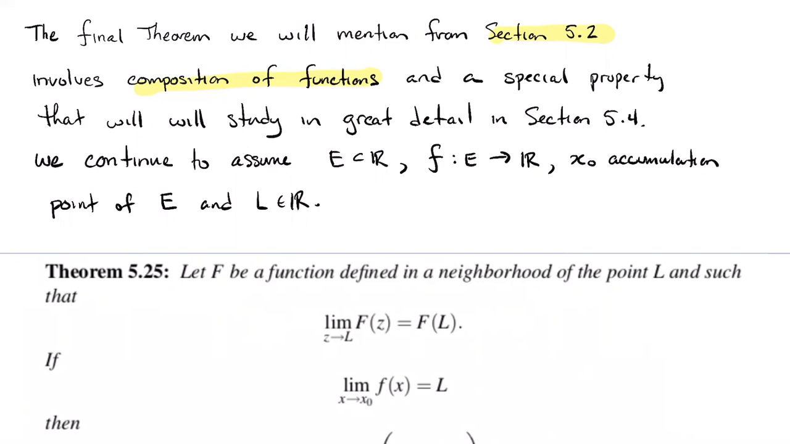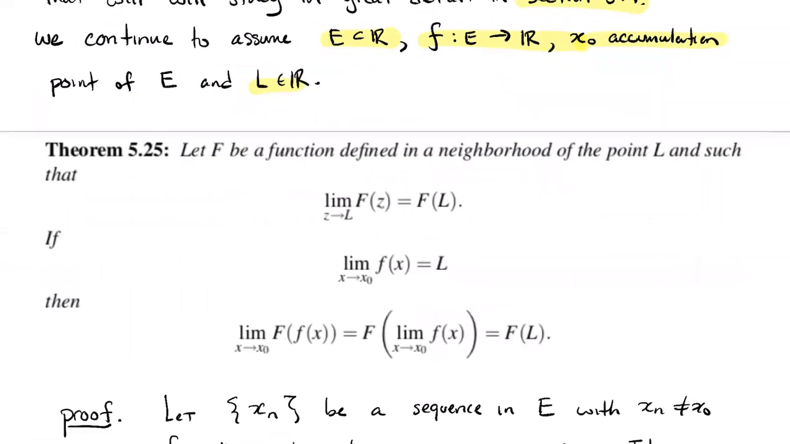But we are going to be able to compose functions with each other, and so this is going to be an important property. The hypothesis of it uses a special property. I'll say what it is when I reveal the entire theorem down here. That special property is going to get a name. We're going to study it carefully in section 5.4. It's called continuity. But just to remind you, I'm still assuming that E is a subset of R, f is a function on E, x0 is an accumulation point of E, and L is some real number. So that's still in play here.